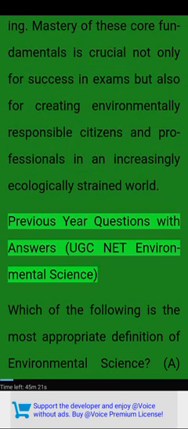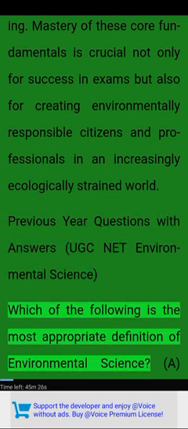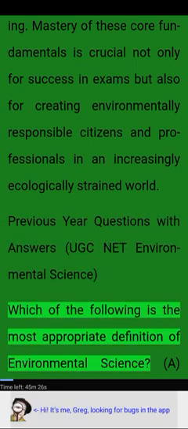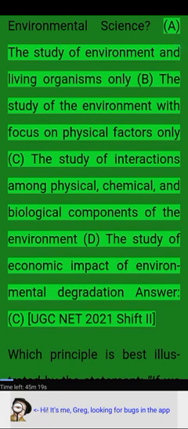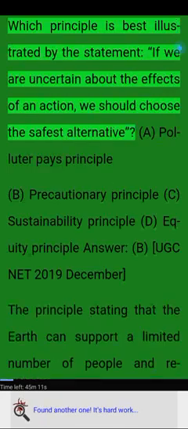Previous year questions with answers. UGC NET Environmental Science. Which of the following is the most appropriate definition of environmental science? A. The study of environment and living organisms only. B. The study of the environment with focus on physical factors only. C. The study of interactions among physical, chemical, and biological components of the environment. D. The study of economic impact of environmental degradation. Answer. C. UGC NET 2021 Shift 2.